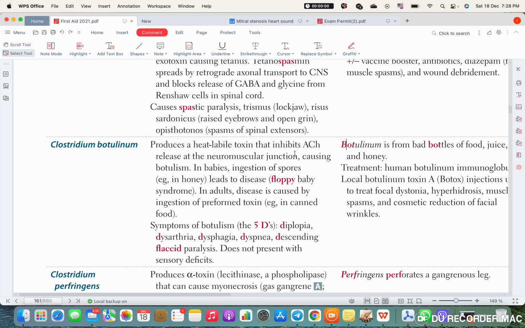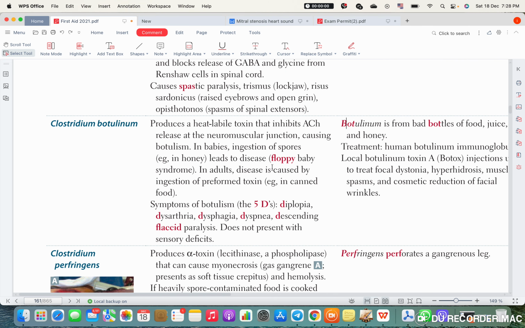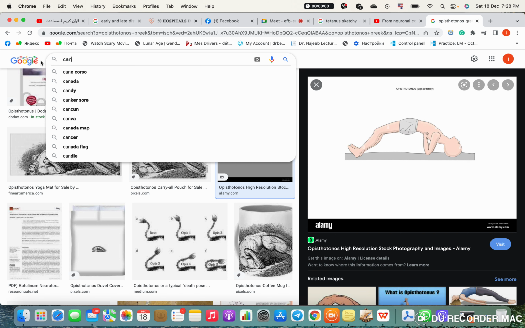Okay, good. So, in babies, ingestion of the spores in honey leads to the disease, floppy baby syndrome. While in adults, disease is caused by ingestion of the preformed toxin in canned food, for example. So this is super serious. With canned food, you need to be really careful actually. This is also for your real life. When you go to the supermarket and you see a can, if you see something wrong on it, don't buy it.